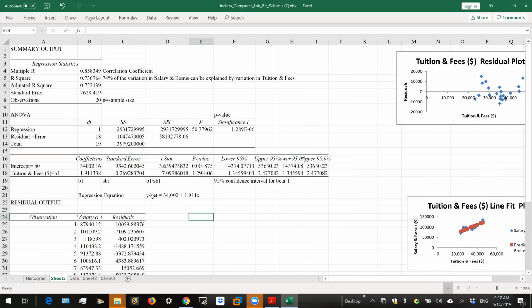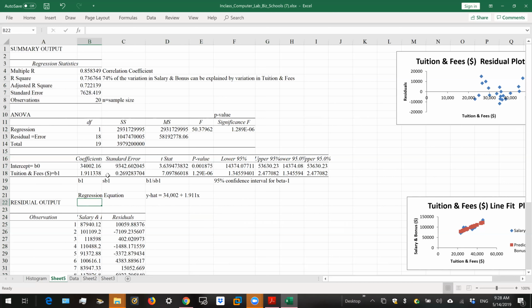Remember, it's y hat because that is the predicted value. It's not the actual value of y because there's going to be some errors. But this is the predicted value of y for a given value of x. Okay, so what does this mean in business terms? This is the statistical result, the regression equation.